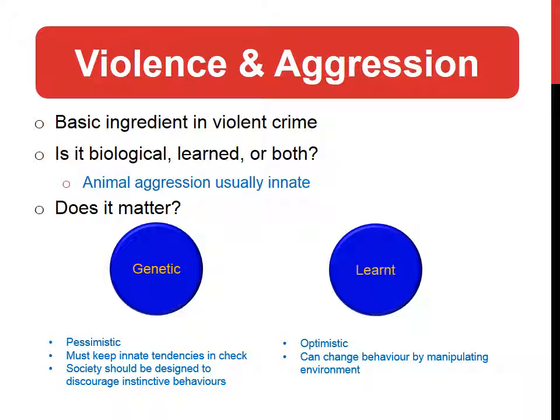On the other hand, if we think that these behaviors are learned, that means it can also be unlearned. This is therefore a more optimistic view of violence and aggression because if it is learned, then it is not inevitable. Thus, if we know how people acquire or learn these behaviors, we can manipulate these factors in the environment to make sure that they can also either unlearn these behaviors or not even learn them in the first place.